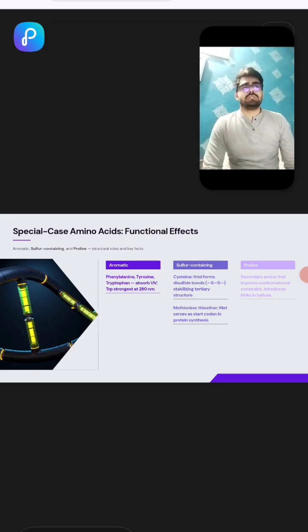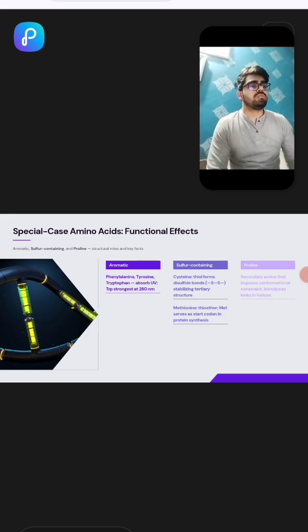The second type is the sulfur-containing. Cysteine in its thiol form forms disulfide bonds, which also stabilize the tertiary structure. Also, methionine in its thioether form serves as the start codon in protein synthesis. It plays a major role in the start codon.